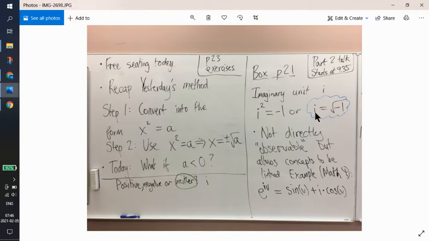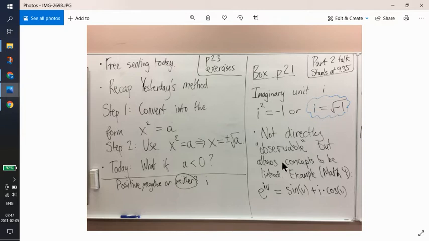That means it's basically not directly observable. You can never get any measurement that equals i. You can never get a mass of i kilograms or a length of i meters. So it's not something that's directly observable or measurable in the real world. Okay, so then we say that it's non-real.